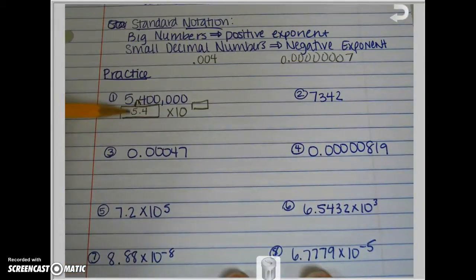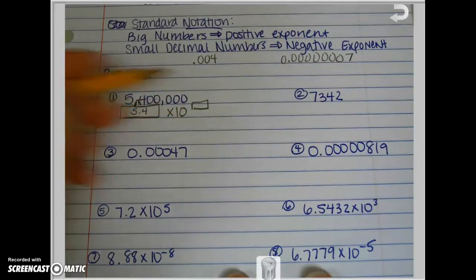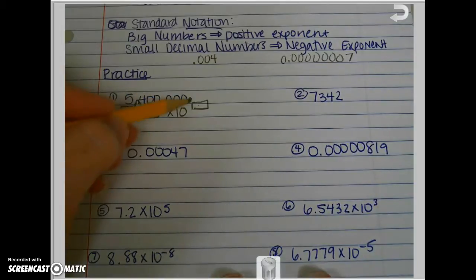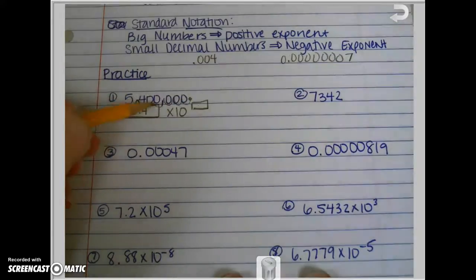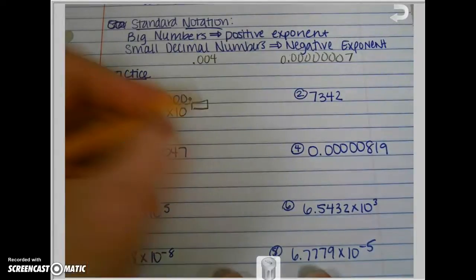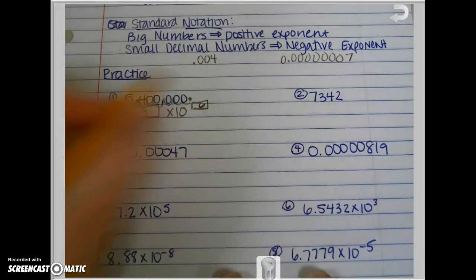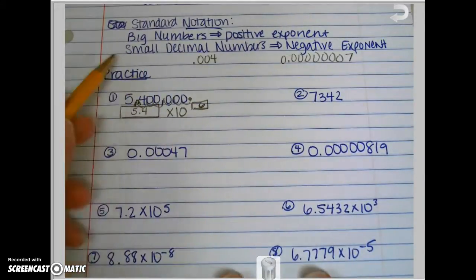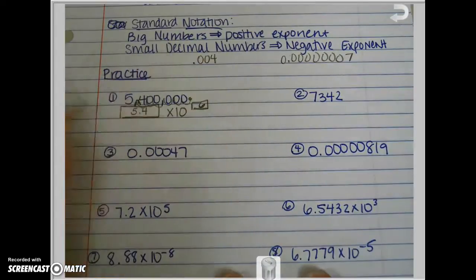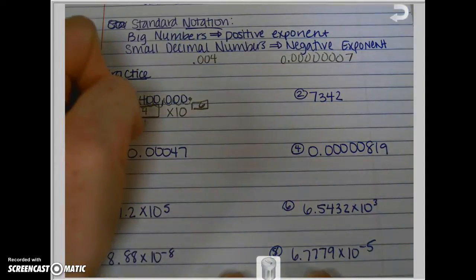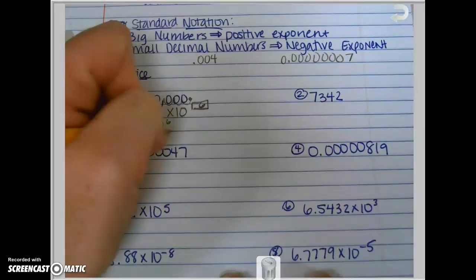Now our exponent is how many times we have to move our decimal, which was originally right here, to get it between the 5 and the 4. You count 1, 2, 3, 4, 5, 6. And it's going to be a positive 6 because obviously 5,400,000 is a big number. Big numbers have positive exponents. So our answer would be 5.4 times 10 to the 6th.